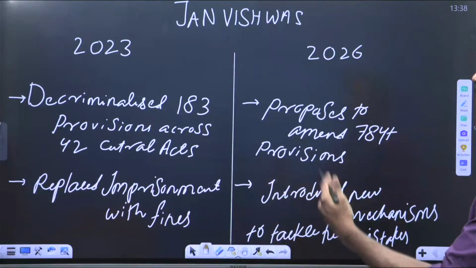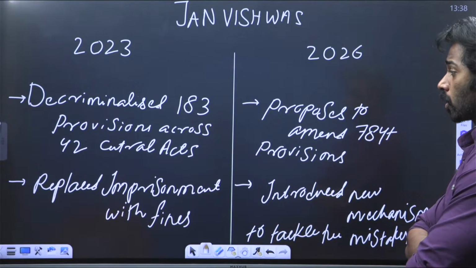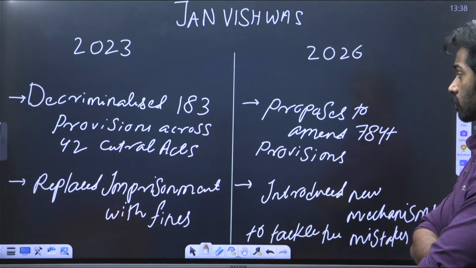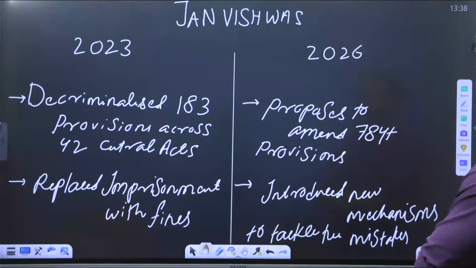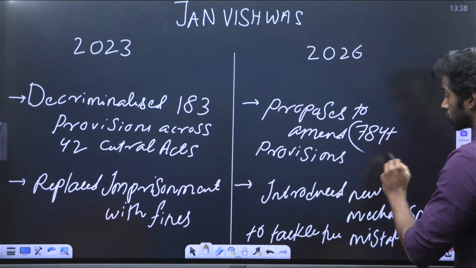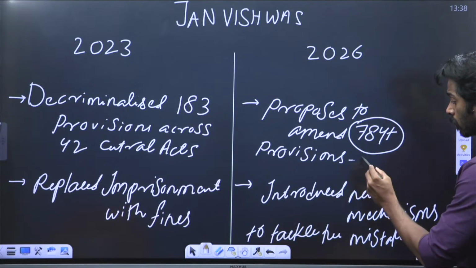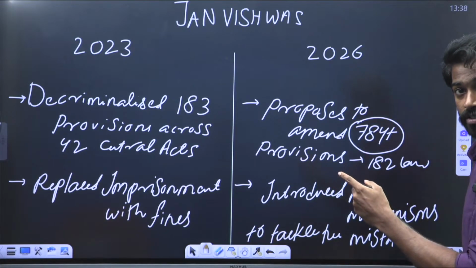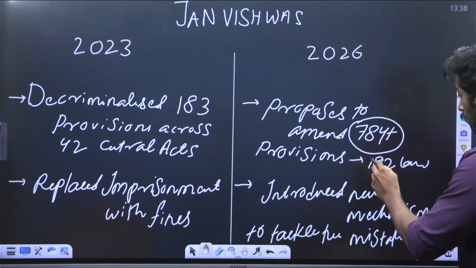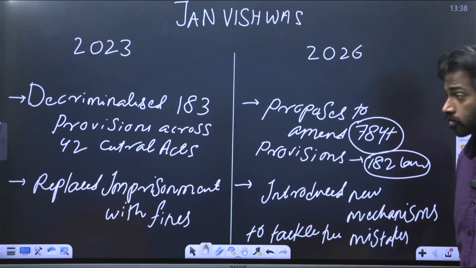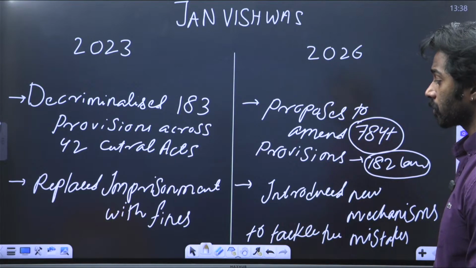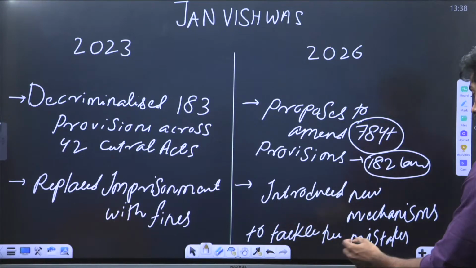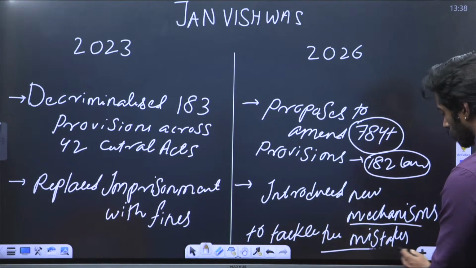The Jan Vishwas bill 2023 decriminalizes over 183 provisions across 42 central acts, whereas the 2026 bill proposes to amend almost 784 provisions in over 182 laws, right? Here only 42 central acts, whereas in this 2026 bill, it's trying to amend 182 central acts. Secondly, the 2023 bill replaces imprisonment with fines, whereas the 2026 amendment introduces new mechanisms to tackle the mistakes.